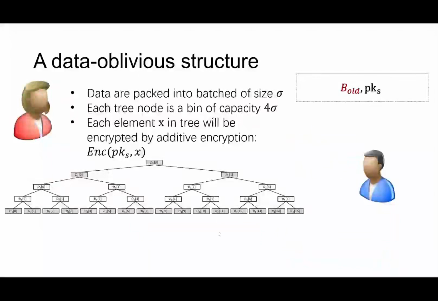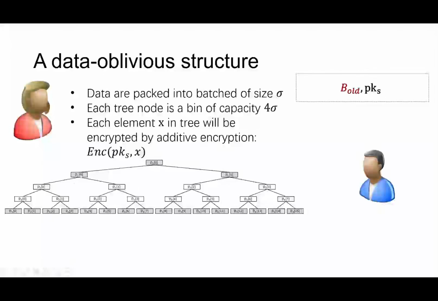For each entry in this data structure, there is going to be a batch of size sigma. Each tree node has a capacity of 4 sigma. And why is it 4 sigma? Because we want to avoid overflow in case the random distribution is not good enough. Each element will be encrypted by Bob's secret key using additive homomorphic encryption.